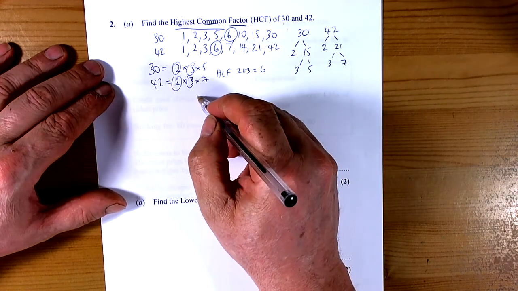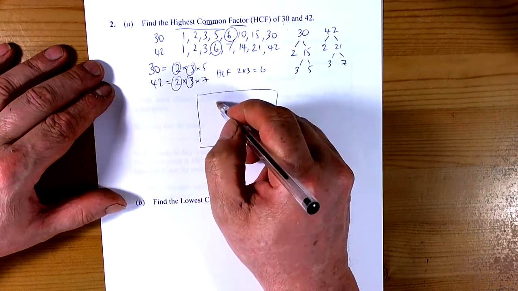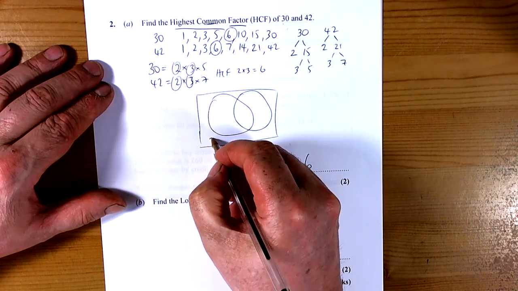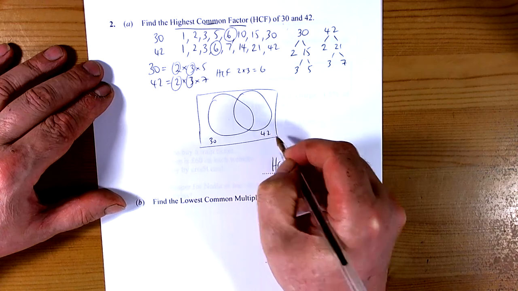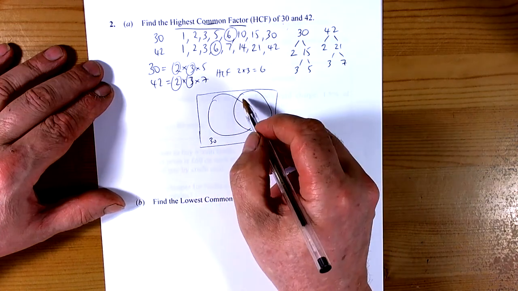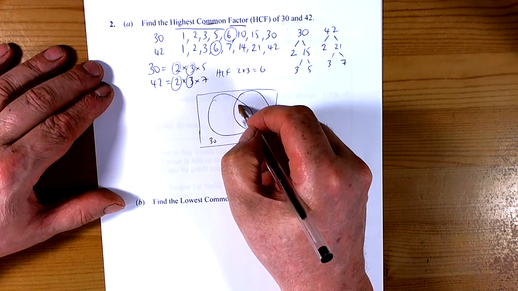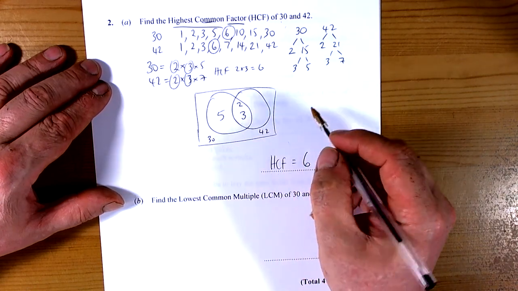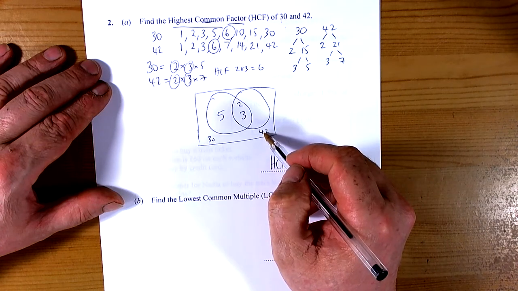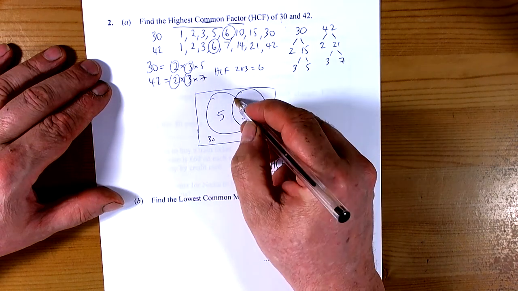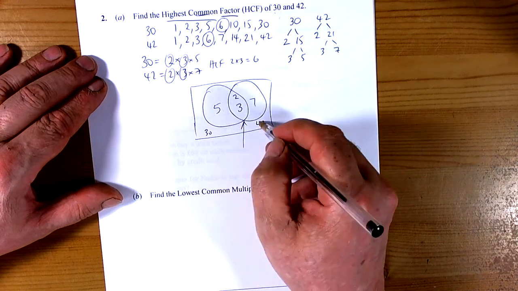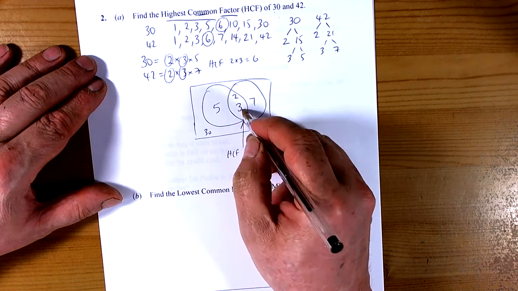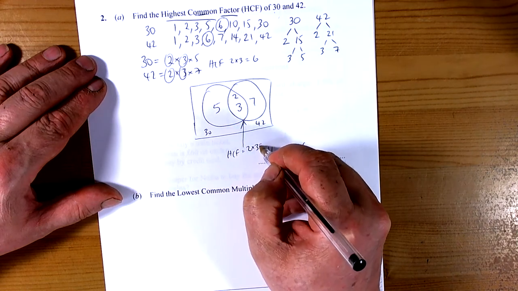It's useful to obviously practice the Venn diagram technique as well, because that again allows you to practice several skills in one go. So these were the 30 factors and these were the 42 factors. So for 30 and 42, the common ones go in the intersection, so that was 2 and 3. From 30 we were left with 5, and from 42 we were left with 7. And basically the intersection of the two numbers is going to be the highest common factor. So again, we can see 2 and 3, so 2 times 3, also 6.